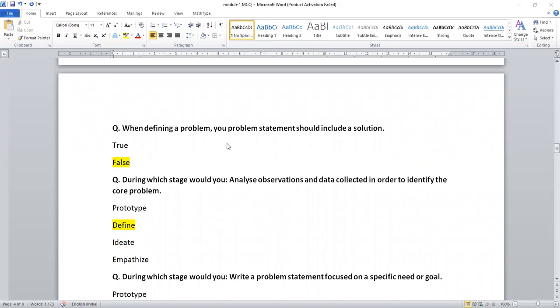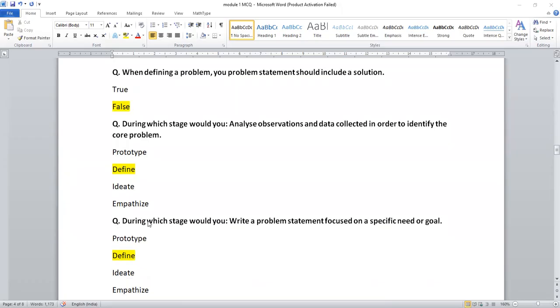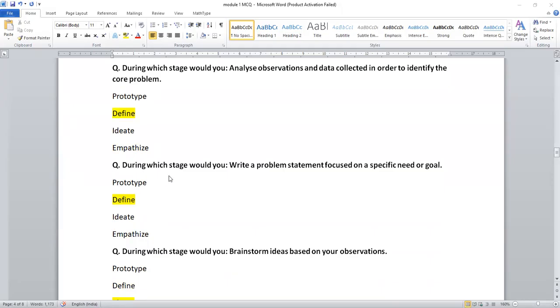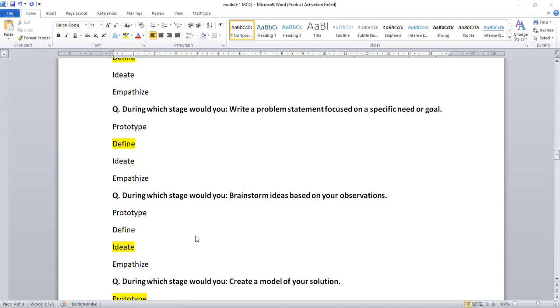When defining a problem, the problem statement should include a solution. Is it true or false? Obviously, defining a problem means we don't know the solution, right? It's false only. During which stage would you analyze the observation and data collected in order to identify the problem? Definitely problem definition stage. During which stage would you write a problem statement or focus on a specified need or goal? During the definition stage only.